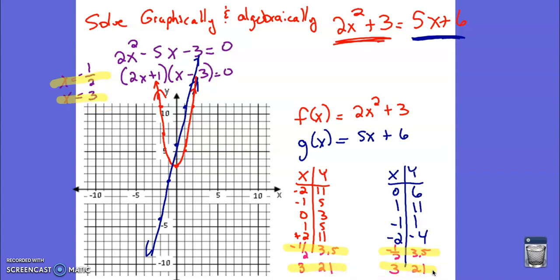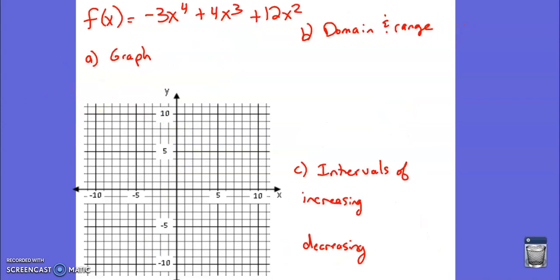So a big suggestion to you: once you solve it algebraically, make sure these points right here are included as your input for your x, and then that way they'll match up on the XY chart.